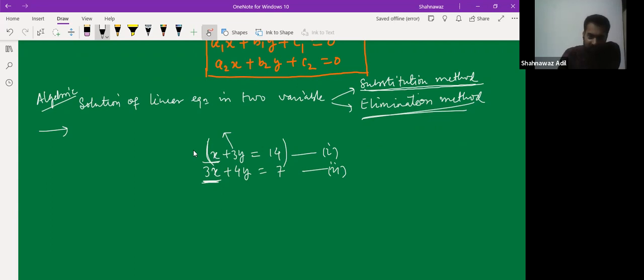Into 3, right? Correct answer. Why were you hesitating? So this is correct. We can multiply 3 in all the parts. So the new equation will be 3x plus 9y equals 42, right? So this is the third equation, right? And this equation was what?